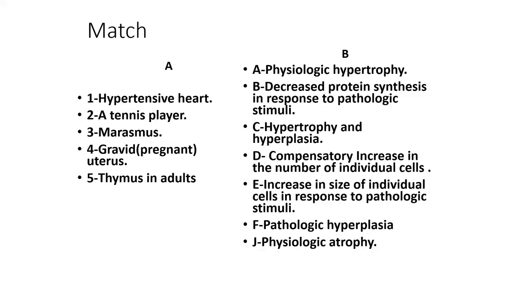Okay, and now we have a simple match question. Hypertensive heart, tennis player, marasmus, gravid uterus, thymus in adults.